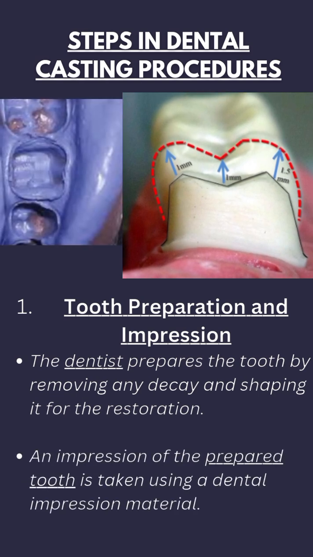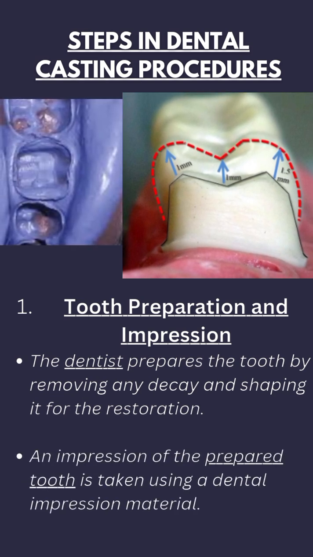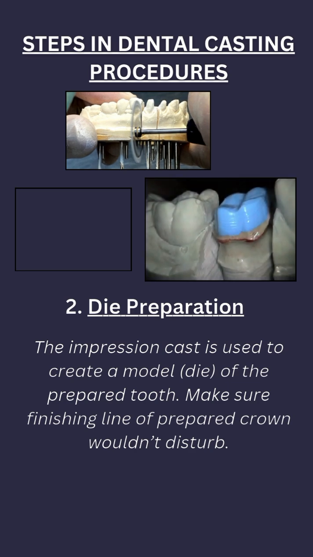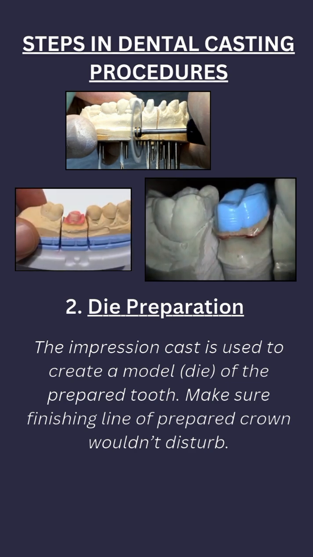making. The dentist prepares the tooth by removing any decay and shaping it for the restoration. An impression of the prepared tooth is taken using a dental impression material. Die preparation: the impression cast is used to create a model, which is the die, of the prepared tooth. Make sure the finishing line of the prepared crown is not disturbed.